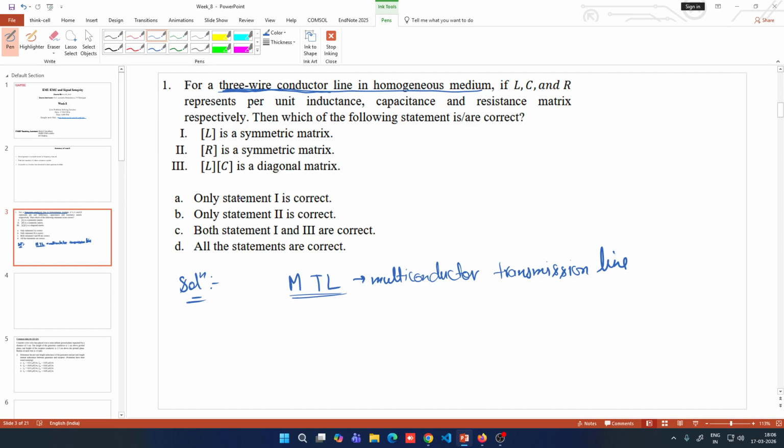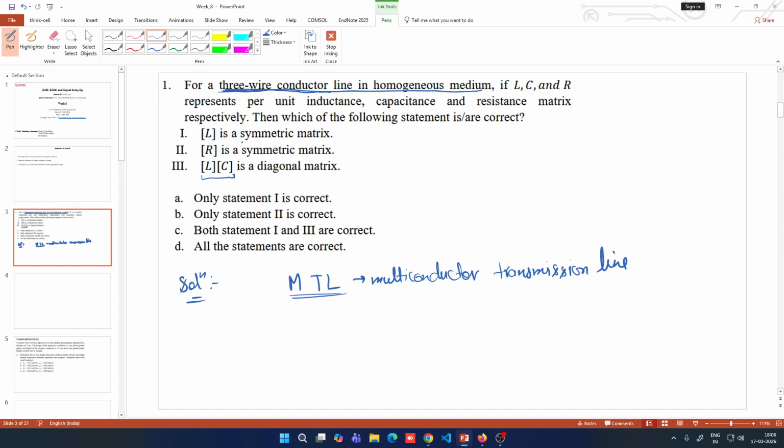So what is given is that a three wire conductor line is in a homogeneous medium, and capital L, C and R represent per unit inductance, capacitance and resistance matrix. Then we have to comment about these matrices, meaning the inductance matrix, resistance matrix and the product of inductance and capacitance matrix.